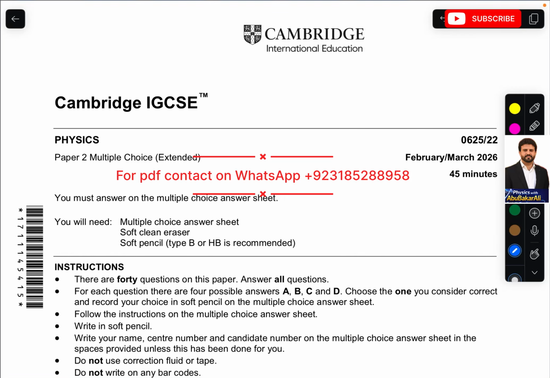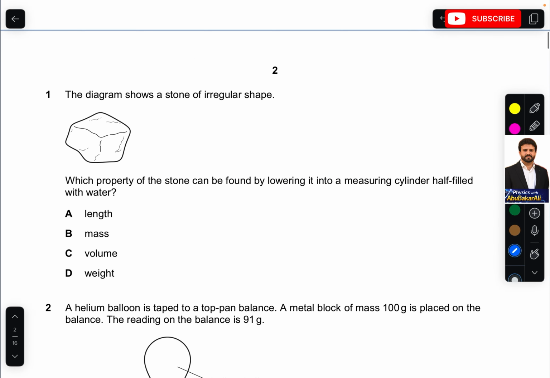Everyone, so today we are going to solve the most recent paper. It's Feb-March 2026, 0625, variant 22. So let's start with the first question without wasting any time.